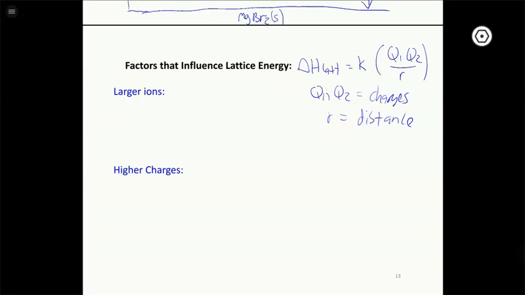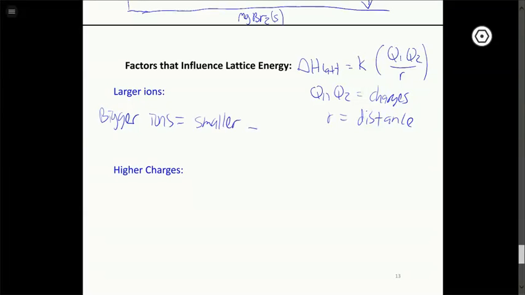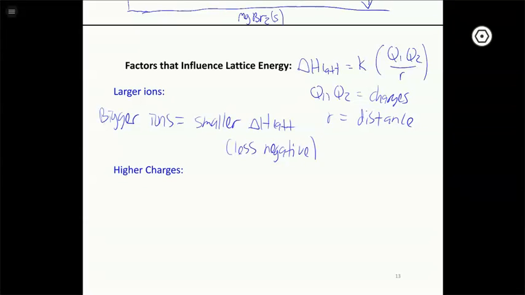So if you have larger ions, that corresponds to a smaller lattice enthalpy because the ions are farther apart. Remember that a smaller lattice enthalpy means that it's less negative. So the lattice enthalpy will always be a negative number because it refers to the interaction of 2 opposite charges. So when we say a larger lattice enthalpy, we mean the absolute value of that, or the magnitude of that, is going to be larger.